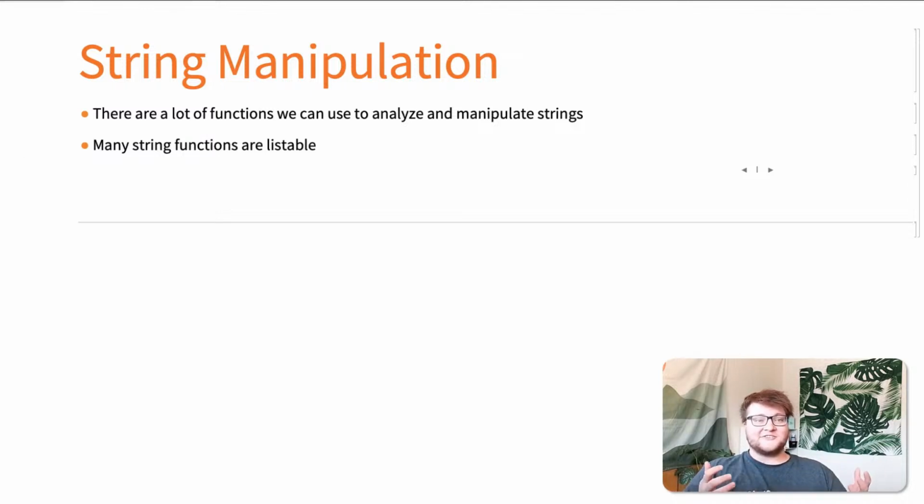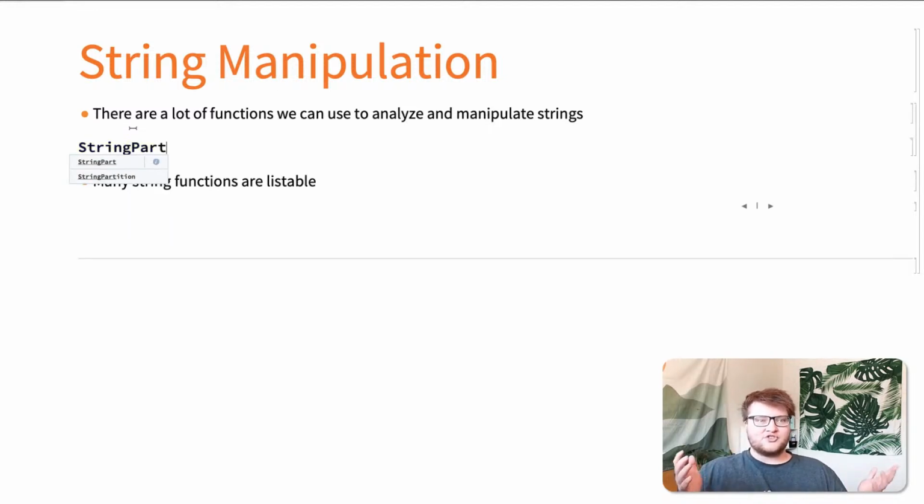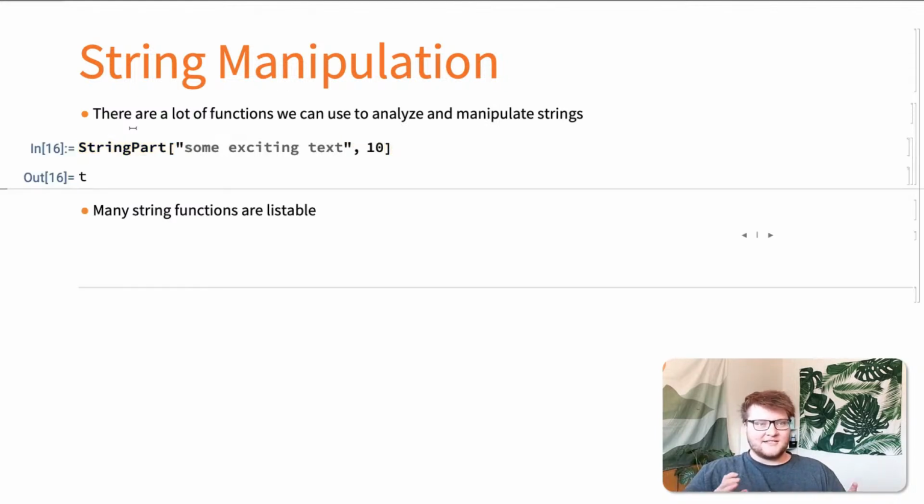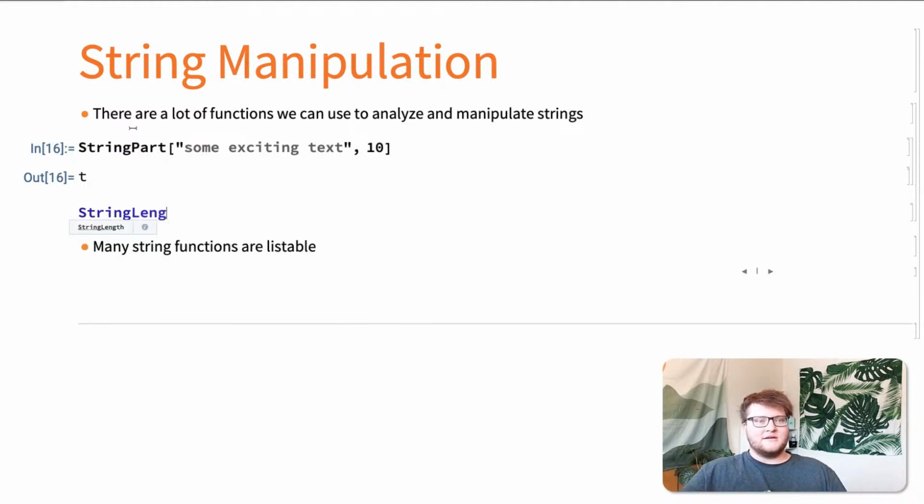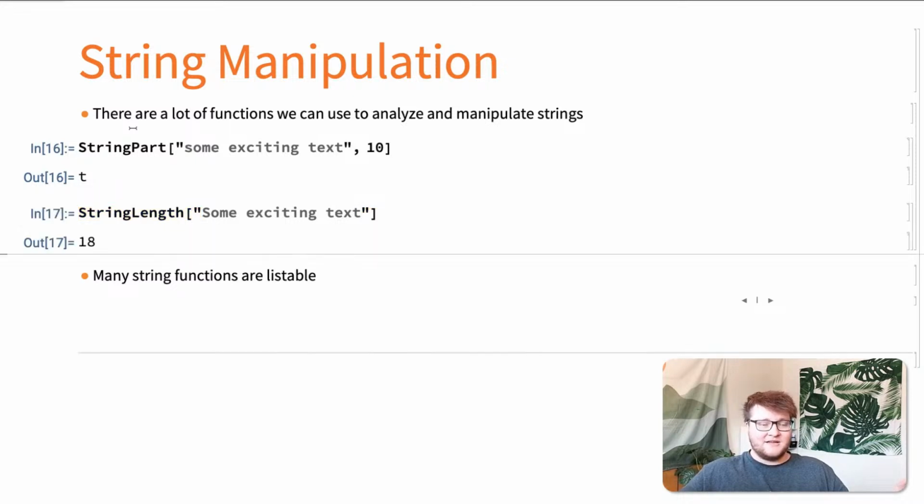There are a bunch of functions that we can use to analyze and manipulate strings. A number of them are similar to functions that we've already seen on other data types like lists, but these versions of the functions work on strings. For example, string part works just like part. We give it our string and we say we'd like the 10th part of this. In this case, we get our t, which is the 10th item in our string. Similarly, string length will give us the length of the string.